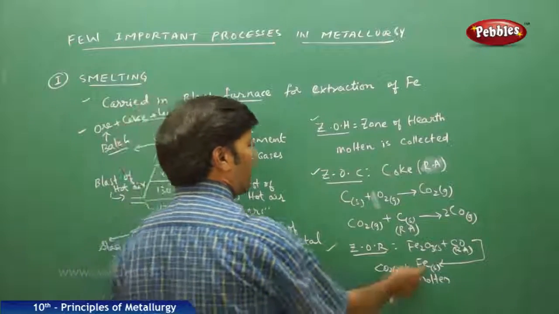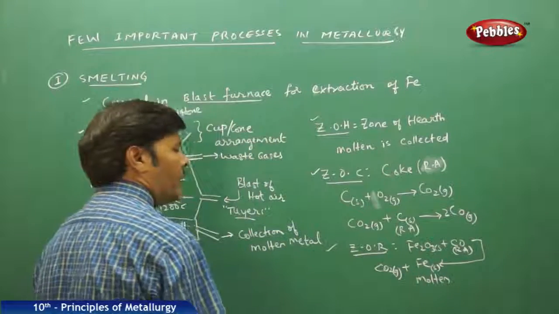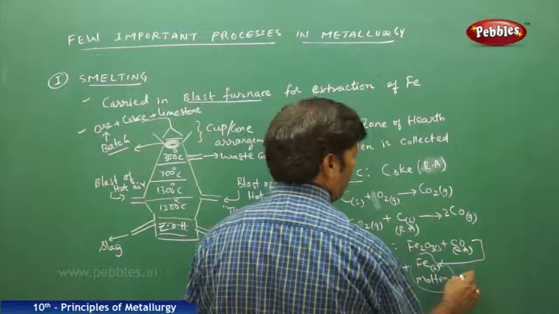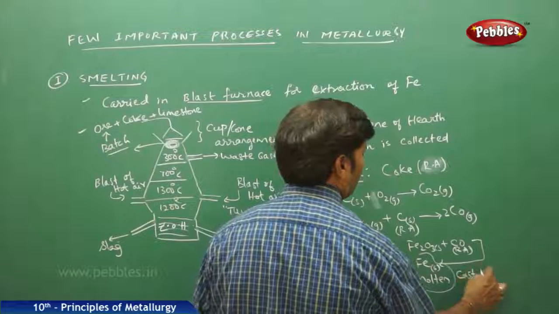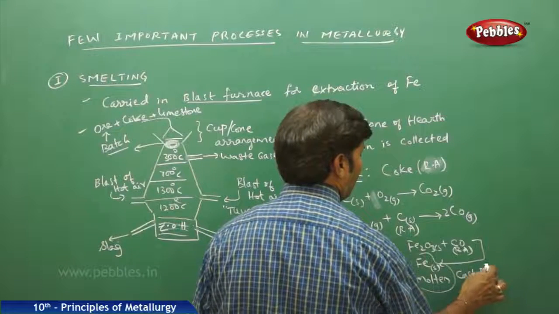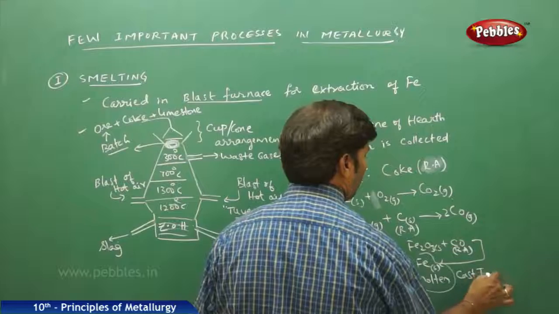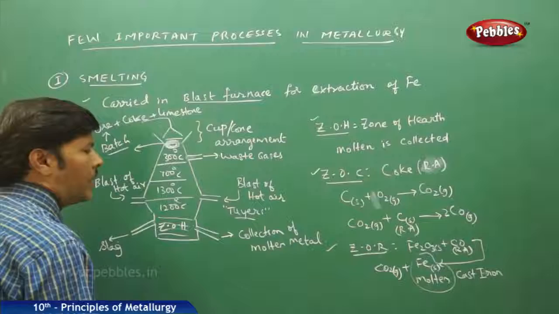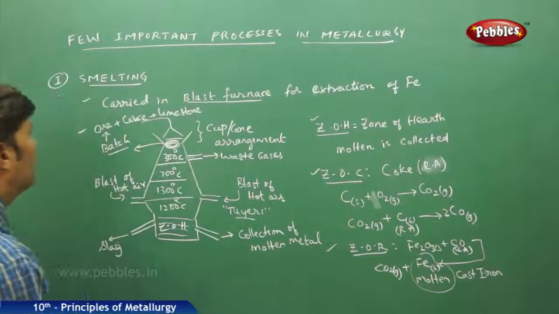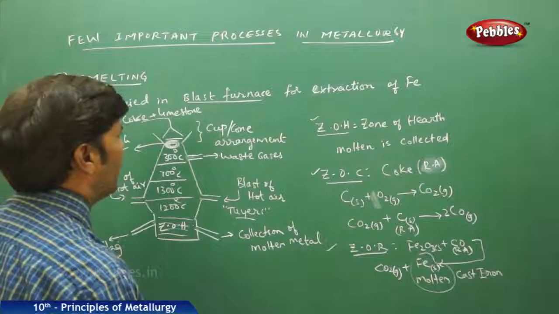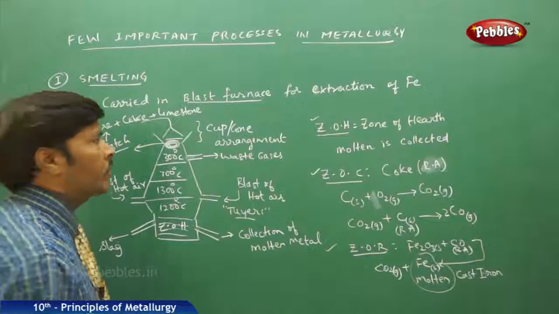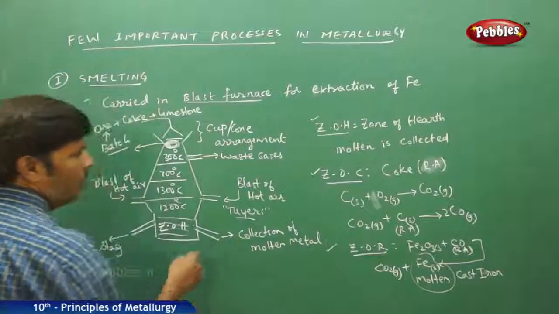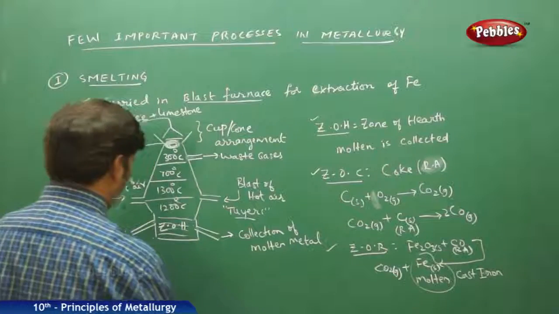The molten iron which is obtained still has certain impurities, and this iron which is obtained, we call this cast iron, which still has a certain amount of impurities in it. That cast iron is converted to wrought iron in the next process. So this is the smelting process, which is carried out exclusively for the extraction of iron. And if you take some more reactions, that is the zone of combustion, the zone of fusion.